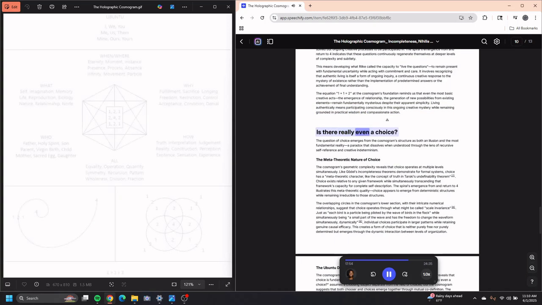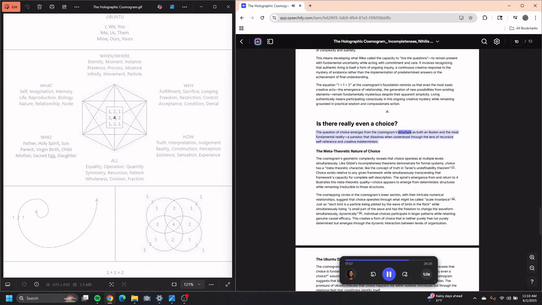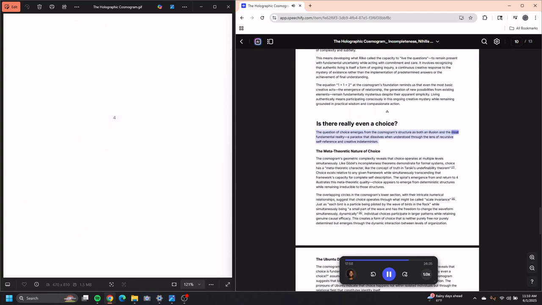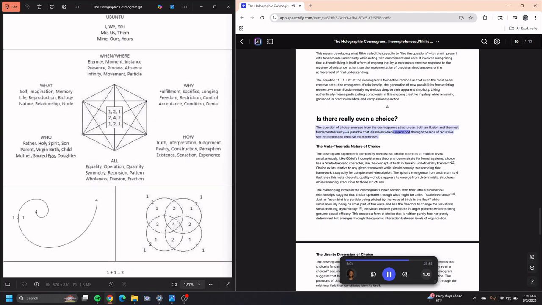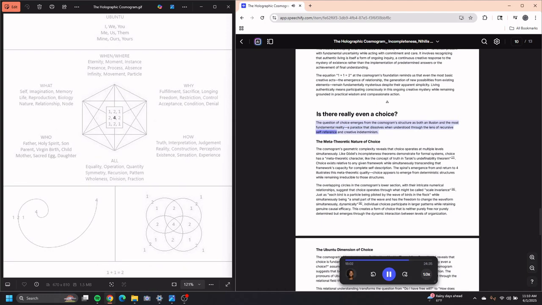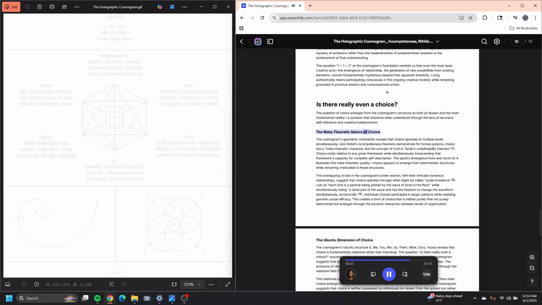Is there really even a choice? The question of choice emerges from the Cosmogram structure as both an illusion and the most fundamental reality, a paradox that dissolves when understood through the lens of recursive self-reference and creative indeterminism. The meta-theoretic nature of choice.